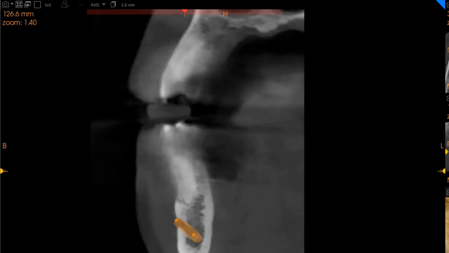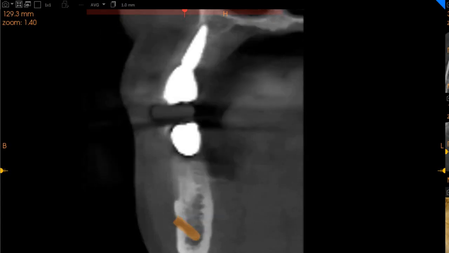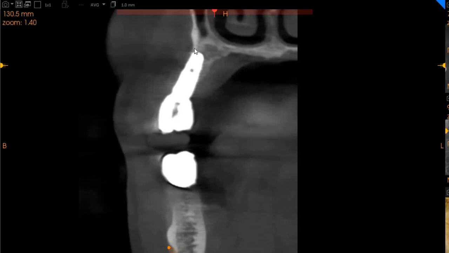Moving to the upper left segment, this is the upper left segment. This is the first implant, the second premolar region. So this implant again has bone support on the palatal side, but has significant bone loss on the buccal as well as on the crestal area of the implant.